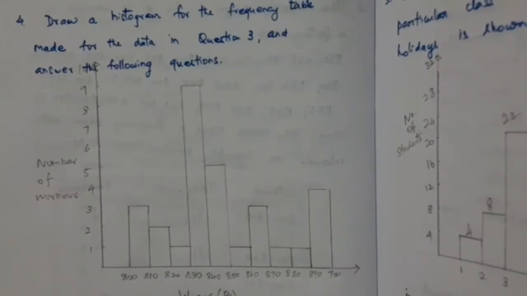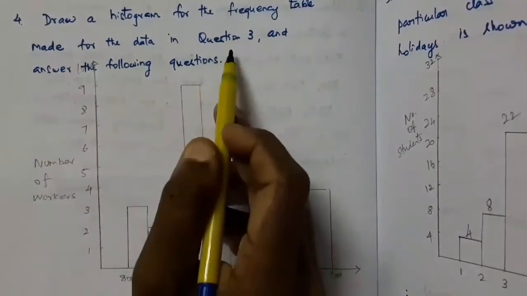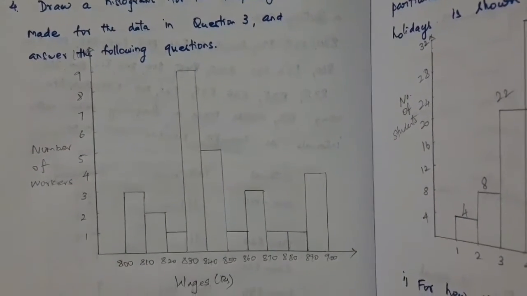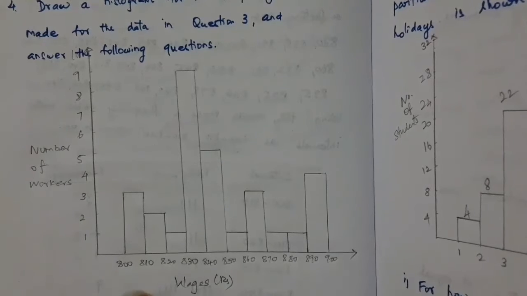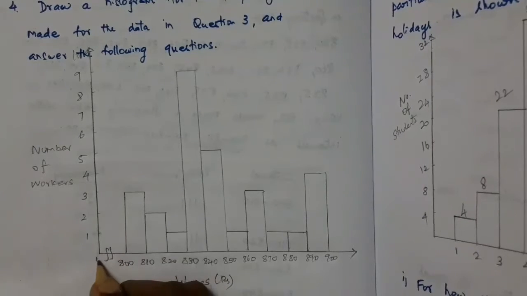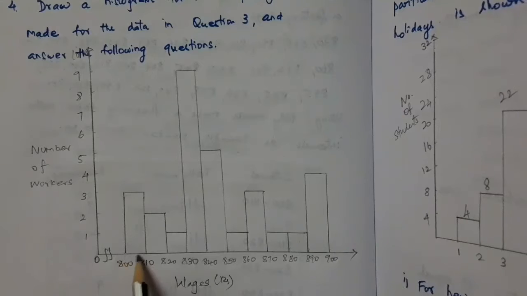Now for the same frequency table, you have to draw a histogram. Draw a histogram for the frequency table made for the data in question 3 and answer the following questions. So in the horizontal axis, this is wages. So here you can make a mark like this, broken lines. Here you can do broken lines and mark a 0 here. This means all this interval is from, it shows a difference of 10.